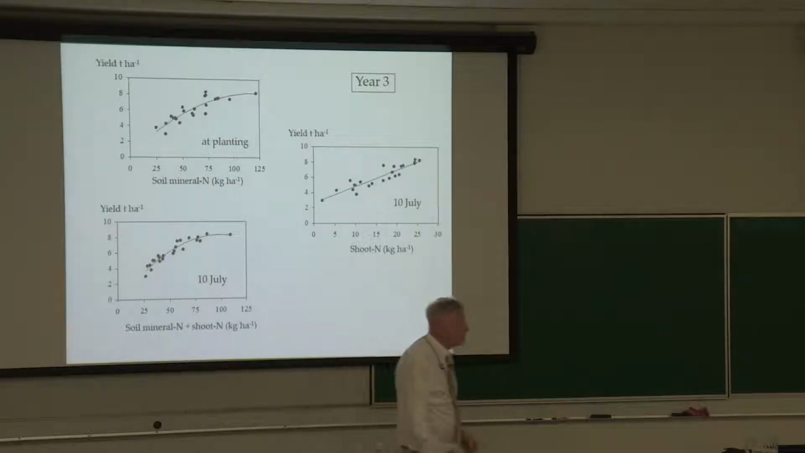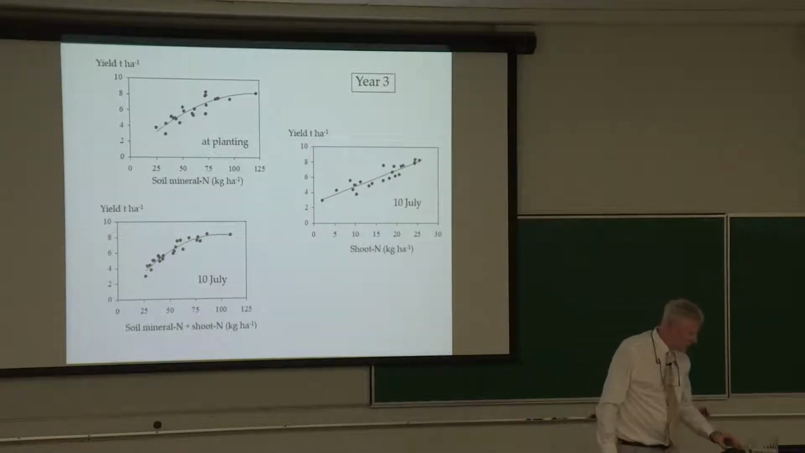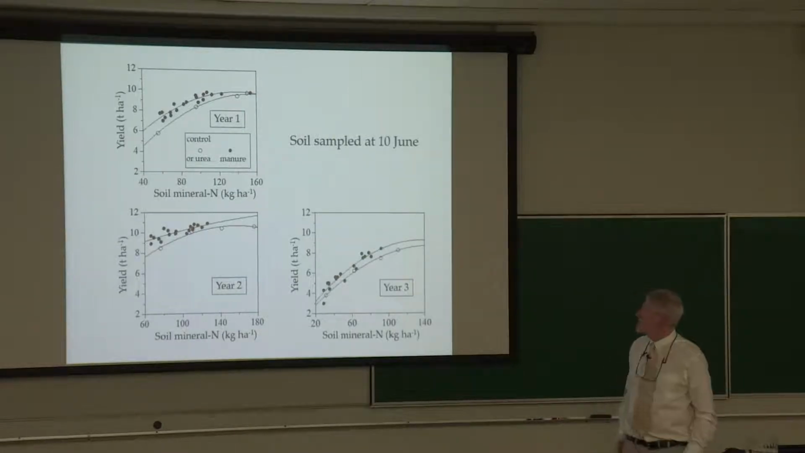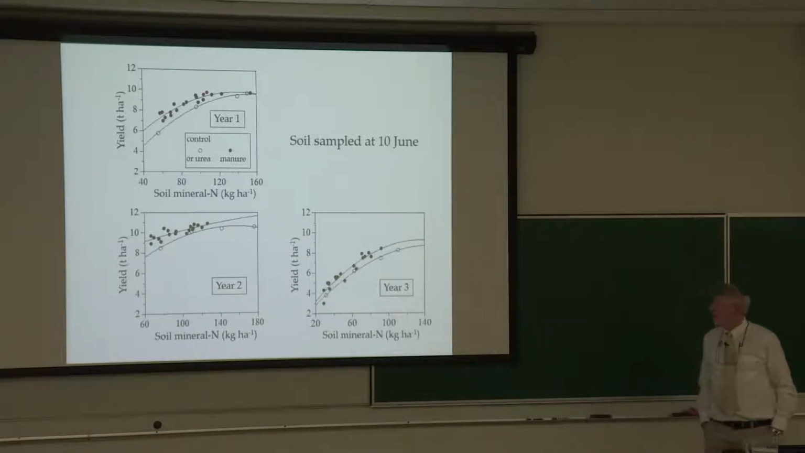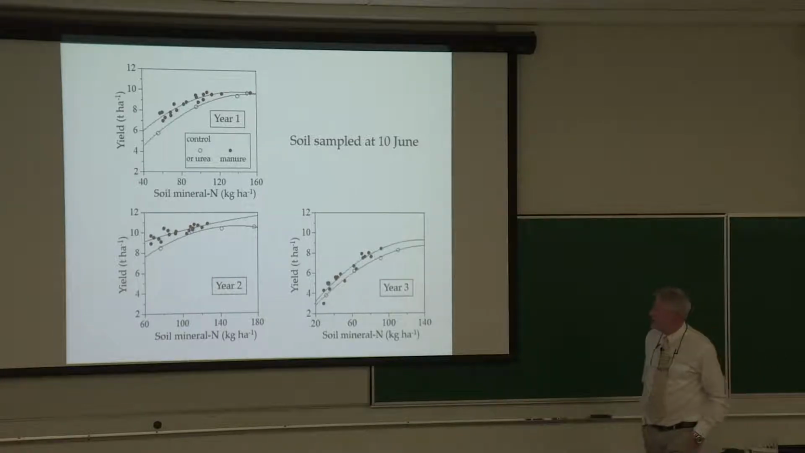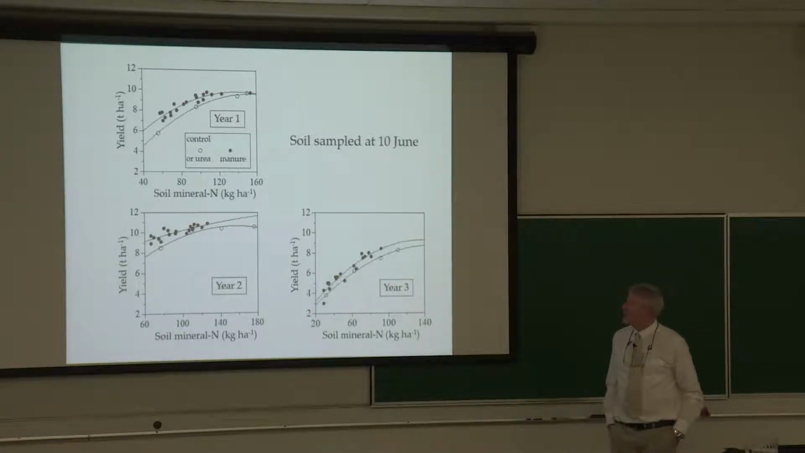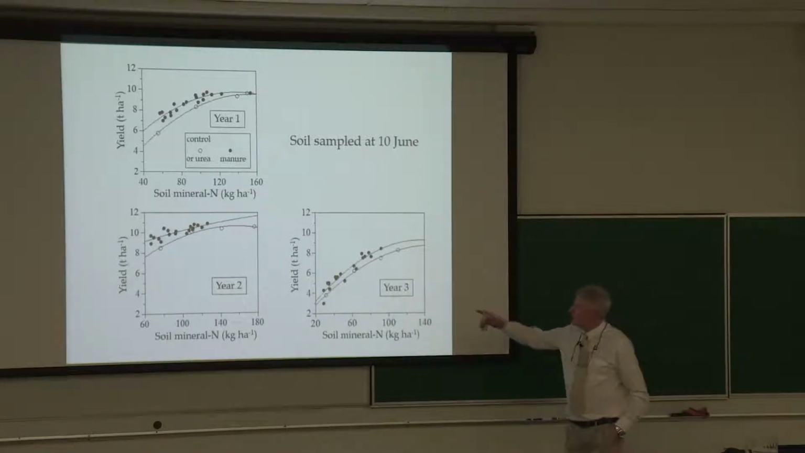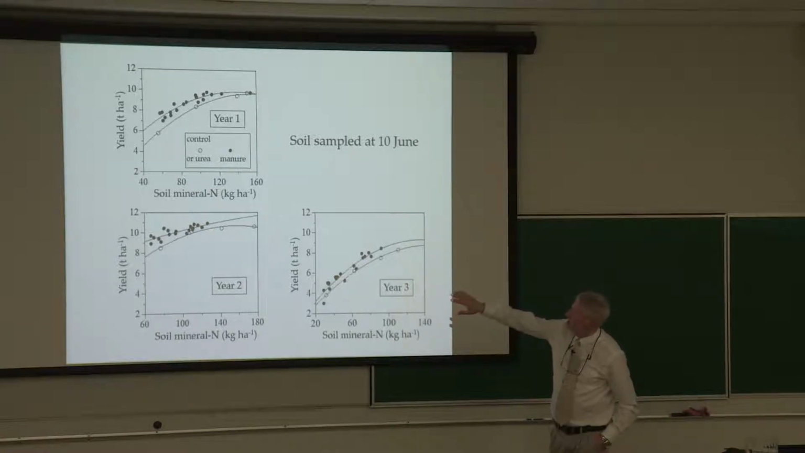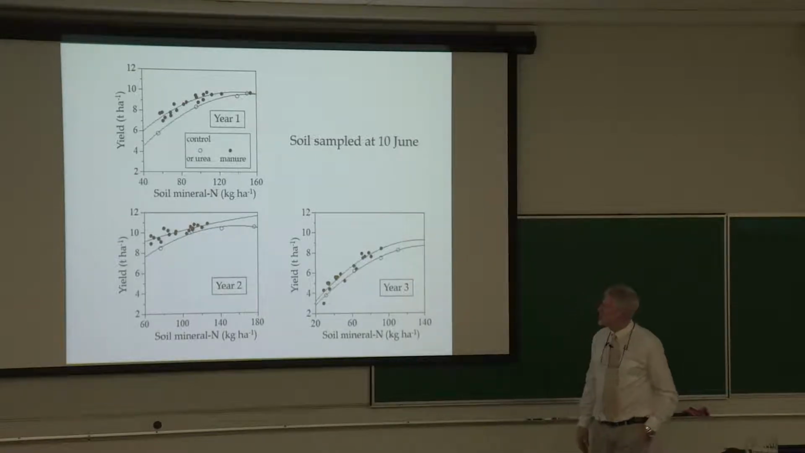But the most interesting finding from this study was if you took out the manure separate from the urea. Here are the 3 years, yield against soil mineral N at the 10th of June, and 3 different years, and you get a different curve reliably. So control and all urea, so we've got 3 urea levels plus our control, and then all the others are the 19 manure treatments.